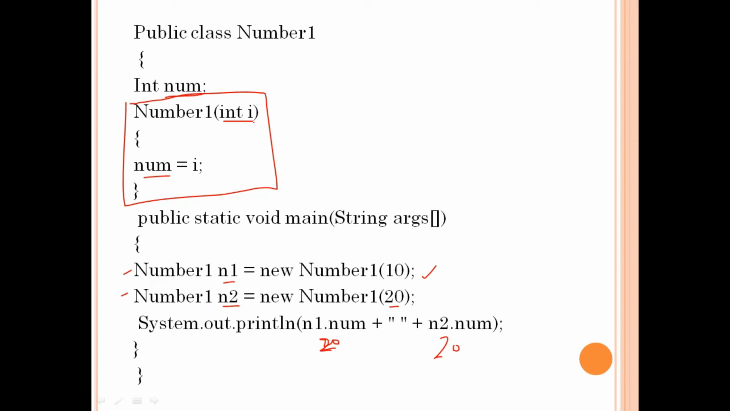There is no restriction on the number of elements in a constructor. We can use n number of elements to accept the parameters, right?